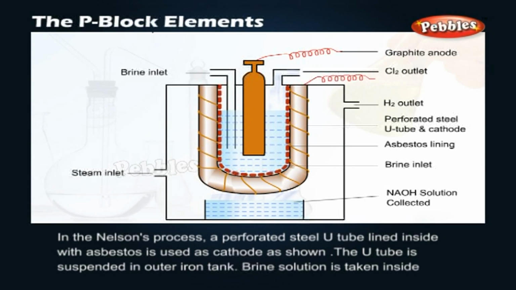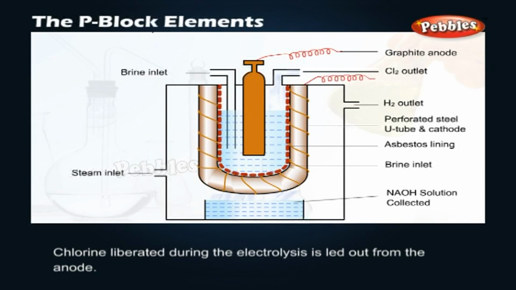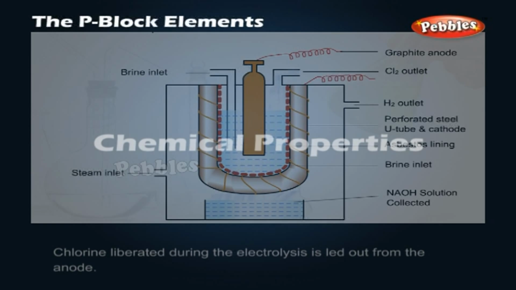Preparation of chlorine. In the Nelson's process, a perforated steel U-tube lined inside with asbestos is used as cathode as shown. The U-tube is suspended in an outer iron tank. Brine solution is taken inside the U-tube. A carbon rod, the anode, is suspended into the brine solution from the roof of the tank. The cathode and the anode are separated by the asbestos lining present inside the U-tube. Chlorine liberated during the electrolysis is led out from the anode.